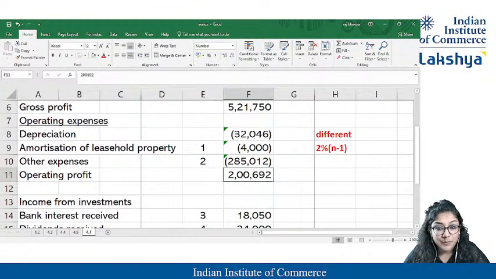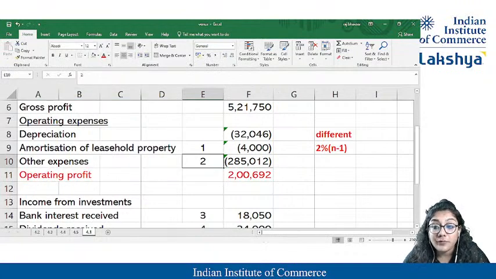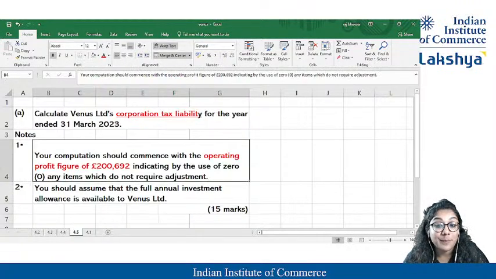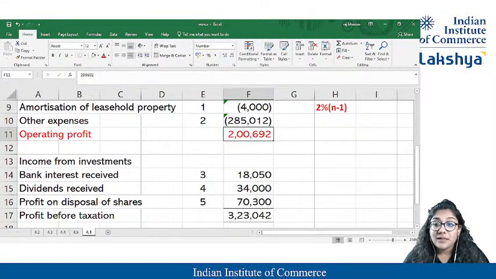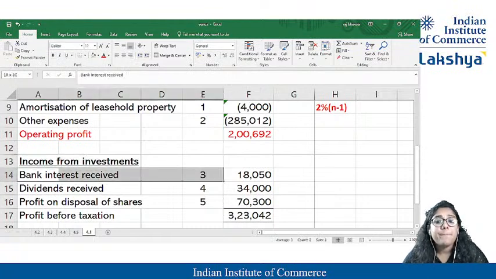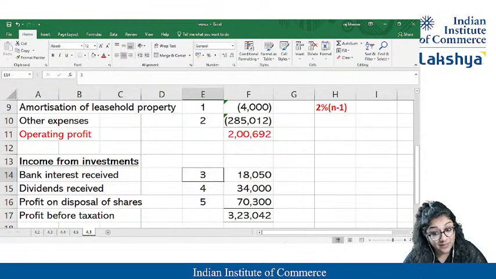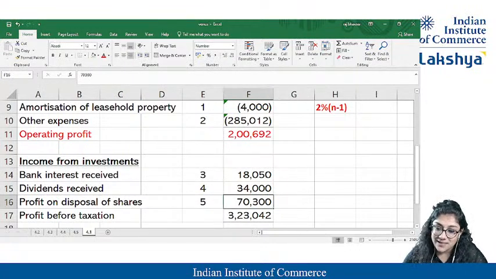So we got the operating profit, and in the question they have told, guys, start writing from operating profit. Over here, if you can check, start writing from operating figures. 200,692 will start. Income from investments is given: bank interest received, note is given. Dividend received, note is given. Profit from shares sale, note is given.